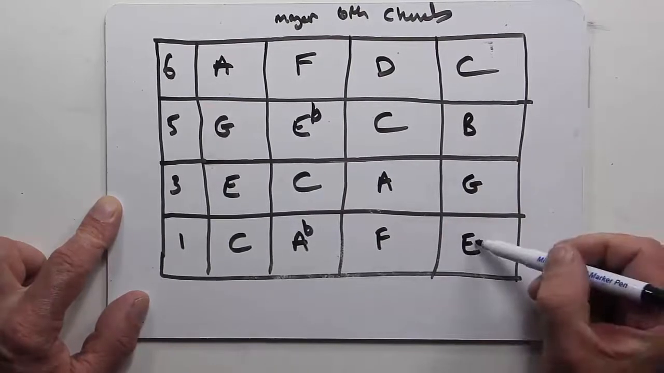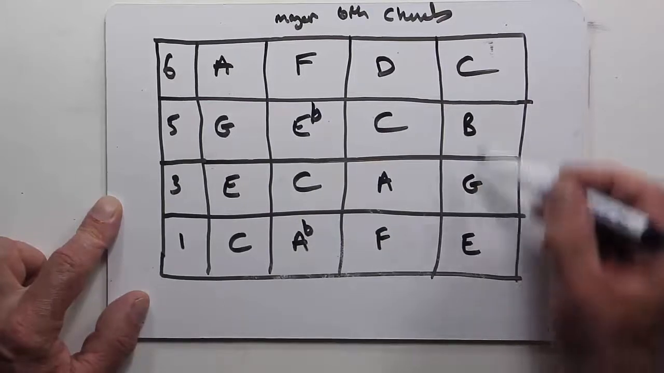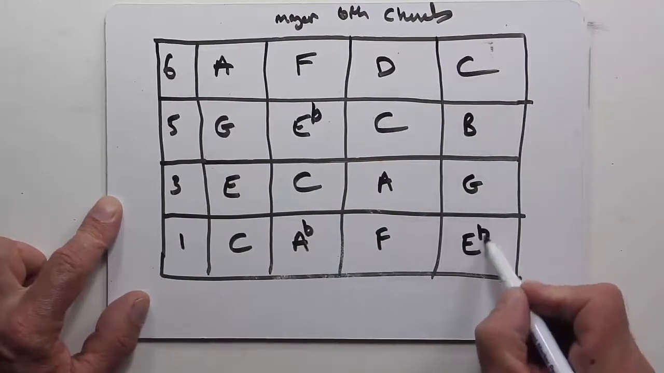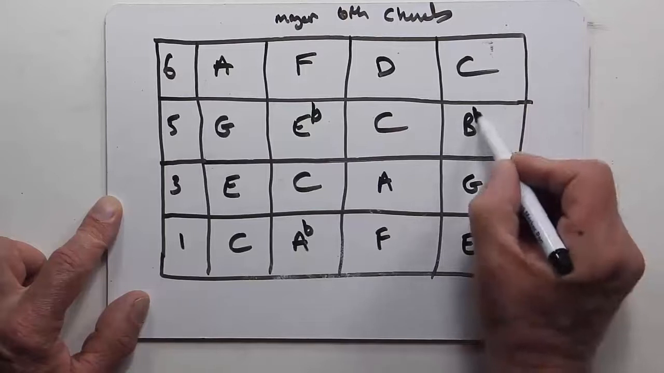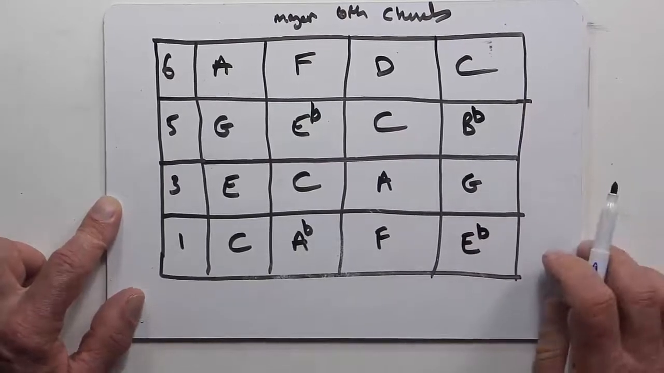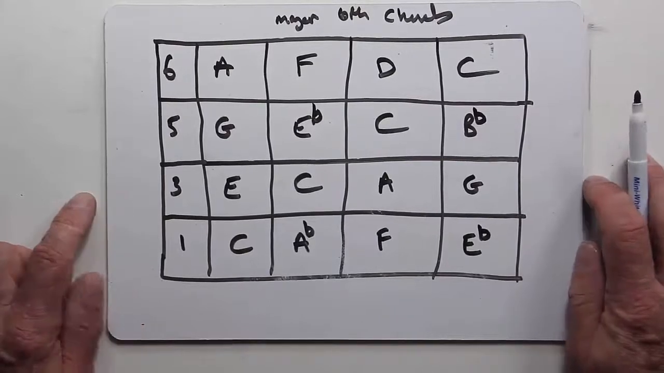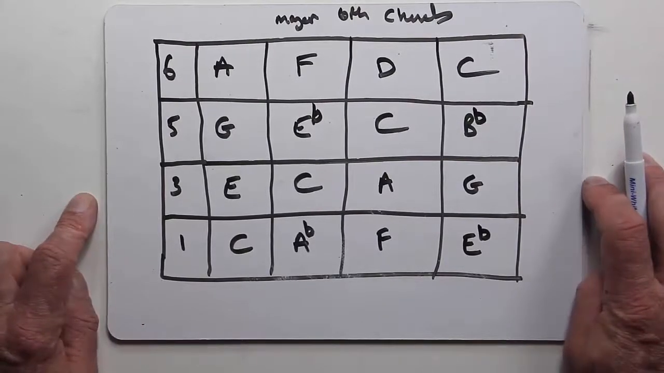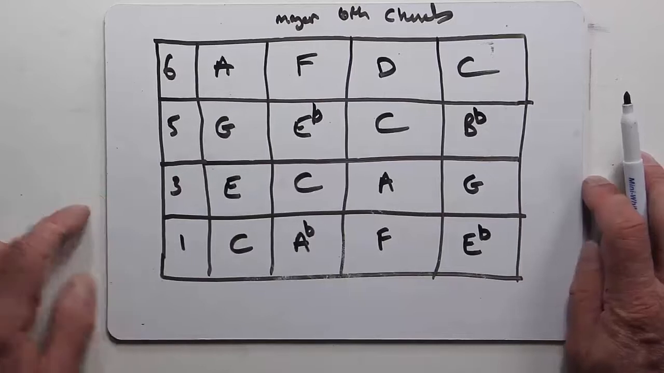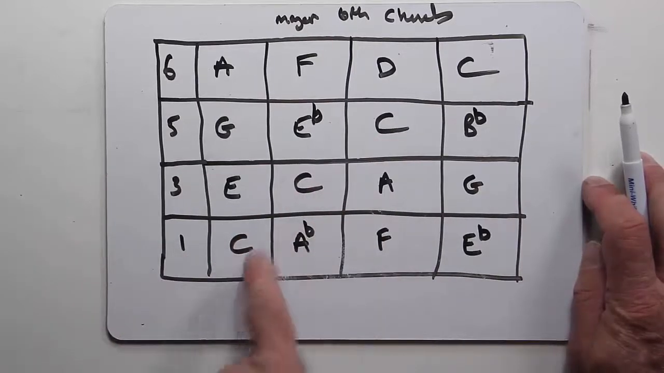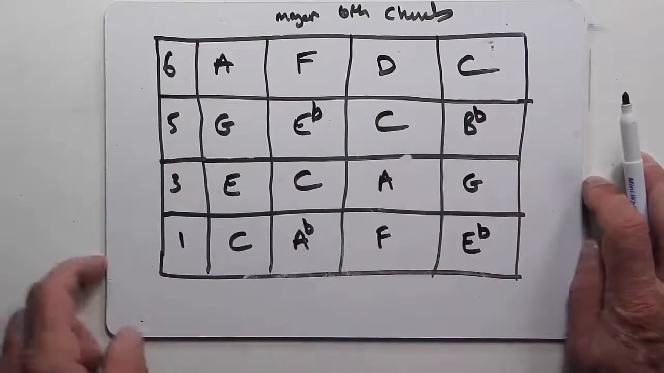But the 6th note of E is C sharp, so that's got to be flattened. So if we're in E flat, that's obviously B flat, isn't it? So E flat, G, B flat, C. So there you go. There are all your six notes, the 6 chords with the C as the root, the third, the fifth, and the 6th.